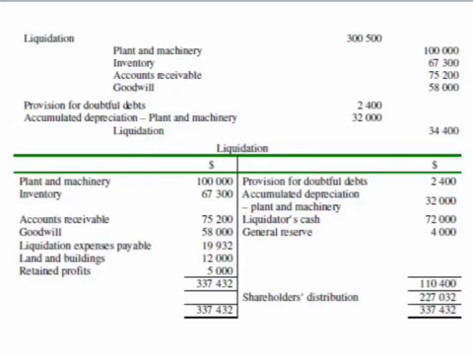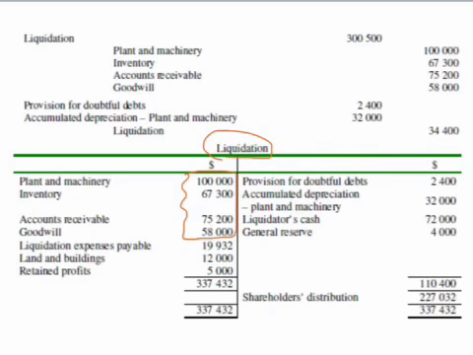Next, we then close off the recorded values in the asset accounts. So we've had plant and machinery, inventory, accounts receivable, and goodwill as assets. So we transfer and close off those asset accounts by crediting the asset and then transferring the balance to the liquidation account, the account where we record all the steps of the liquidation process. Okay, so it's going to be a debit to the liquidation account.